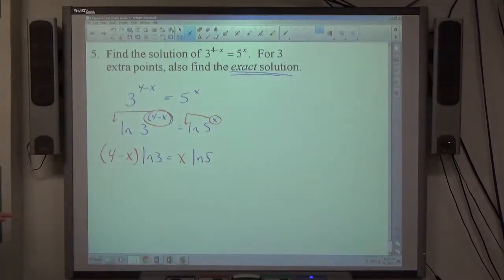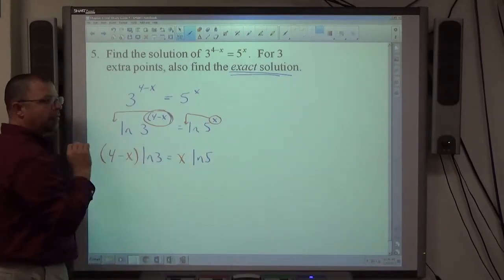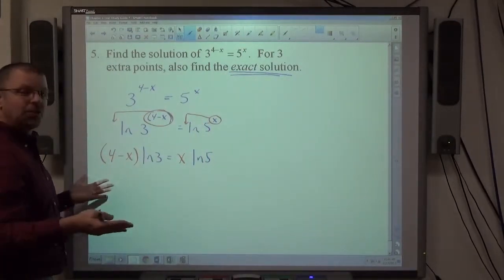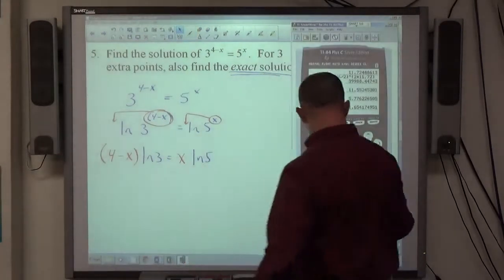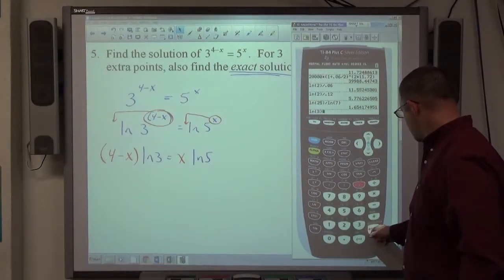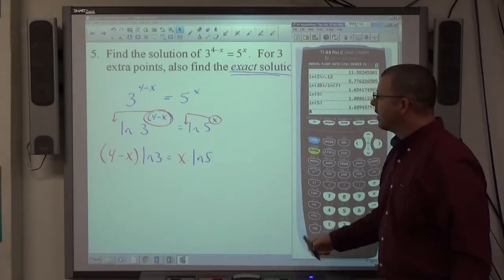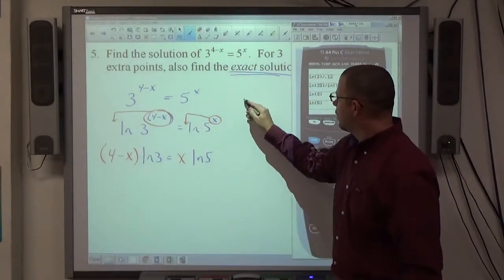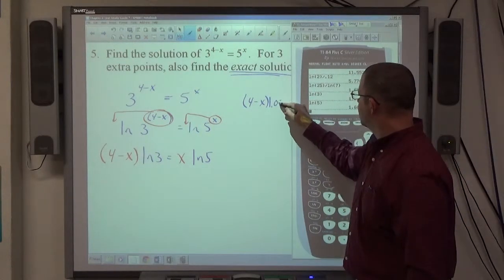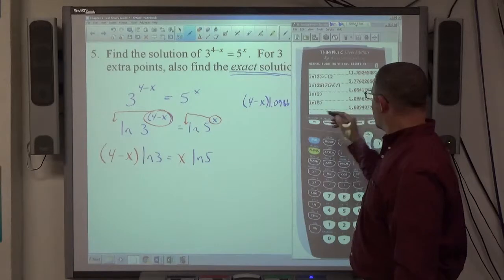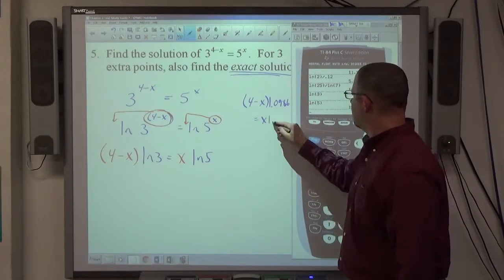At this point, if you want to get an approximate solution, if you don't want to do the exact solution, you type in ln 3, you type in ln 5, and they give you decimal approximations. Solve the decimal equation, you're good to go. All right, so what I'm talking about here, if I type in ln 3 and I type in ln 5, that's approximately what those things equal. So if I take this left-hand side, it's going to be 4 minus x times 1.0986, and that'll equal the right-hand side of x times ln 5, which is 1.6094.